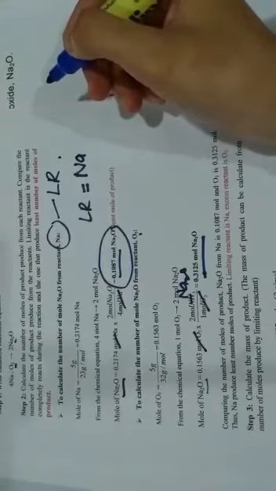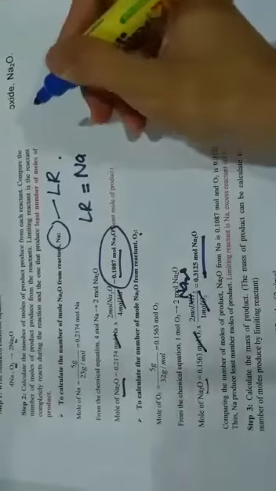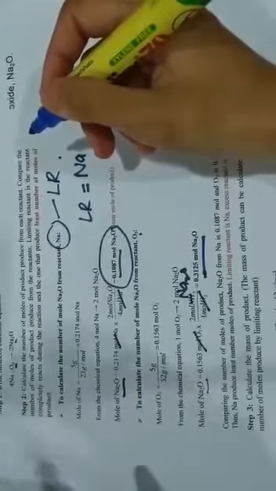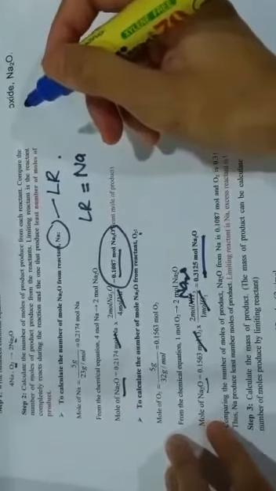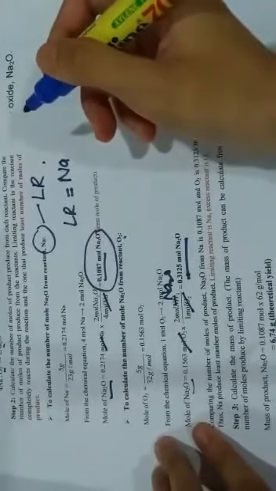Okay. So if the question asks you to identify the limiting reactant, write that the limiting reactant is sodium. Don't just do the calculation. There will be marks for the limiting reactant. Alright. Okay. So now you want to calculate.